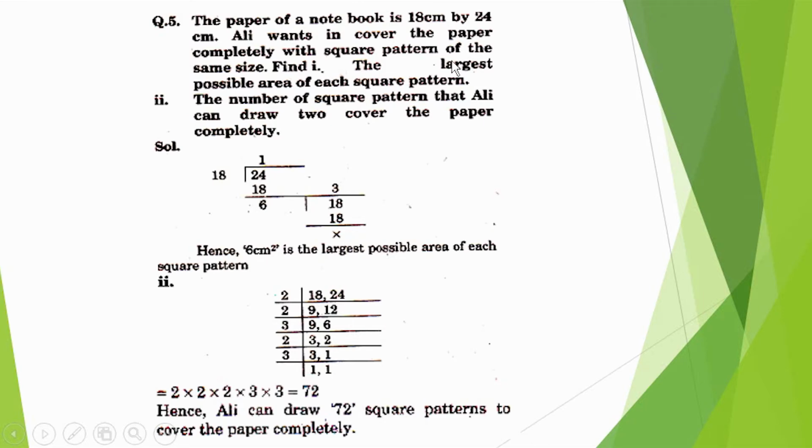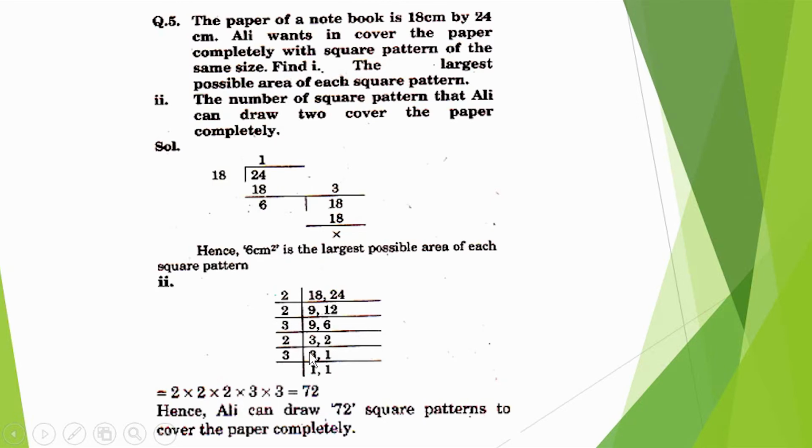Here are the two values, the largest possible area of each square pattern. Largest value 24 is divisible, 18 is the divisor, 18 1s are 18, 6, 6 3s are 18. Now 6 is the largest possible side of each square pattern. Next, the number of square patterns that Ali can draw to cover the paper completely.